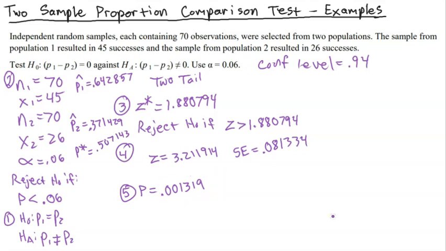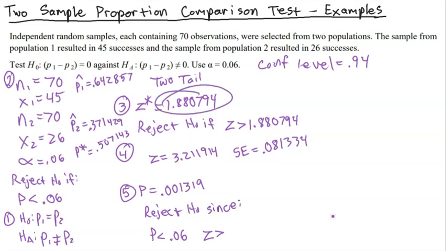Okay? And now this is our p-value, and look, if p is less than 0.06, this is definitely less than 0.06, it's 0.0013. So we're going to reject H sub 0 since our p-value is less than 0.06 and our z statistic 3.211914 is greater than 1.880794. Okay, so because of both of these reasons, we're going to reject the null hypothesis. And now we're going to move on to the confidence interval.